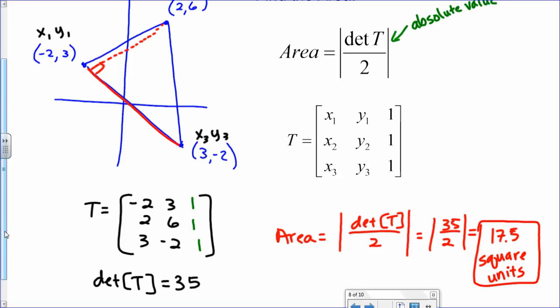I'm pretty sure I got positive 35. You got negative 35? Okay, all right.